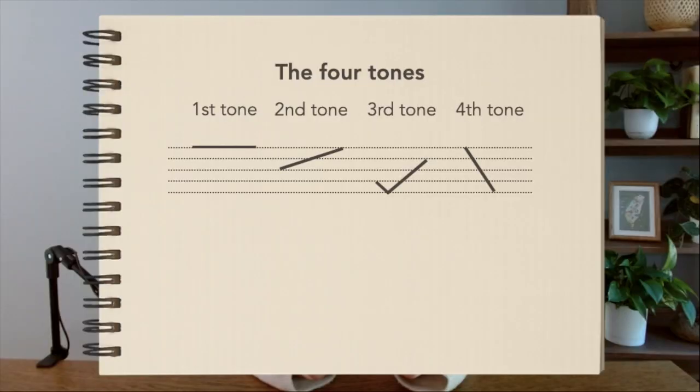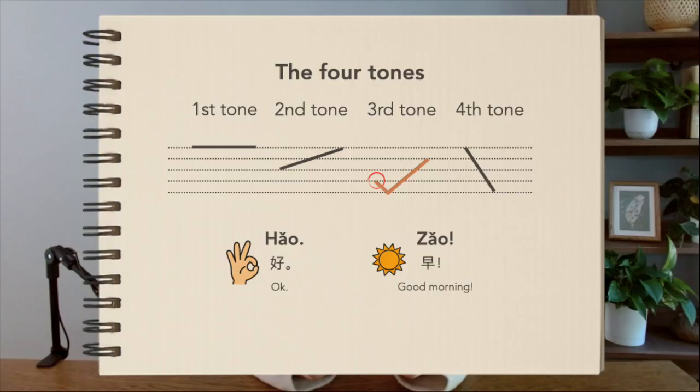Let's see how the third tone looks on paper and hear how it sounds in reality. This is the tone chart that we all know. The 5 lines represent your voice range from low to high. You can see that the third tone starts pretty low, dips into the bottom, and then rises again. Here's how it sounds. 好,早. However, this is only the textbook version of the third tone.